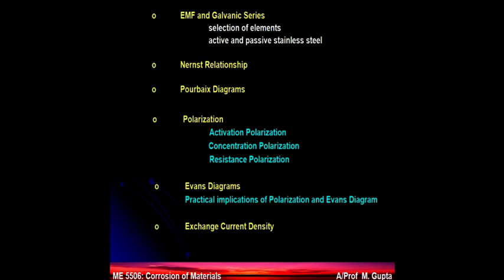Then the Evans diagram was quite simple. It tells you whether your system is anodically controlled, if the slope line for the anodic reaction is more steep, or cathodic reaction control, or mixed control, or resistance control. Then we came to a very important concept, which was exchange current density. Exchange current density helped us understand that the cathodic reaction on different metals can happen at a different rate. So it is a first indication that the EMF series may not predict the rate of corrosion.